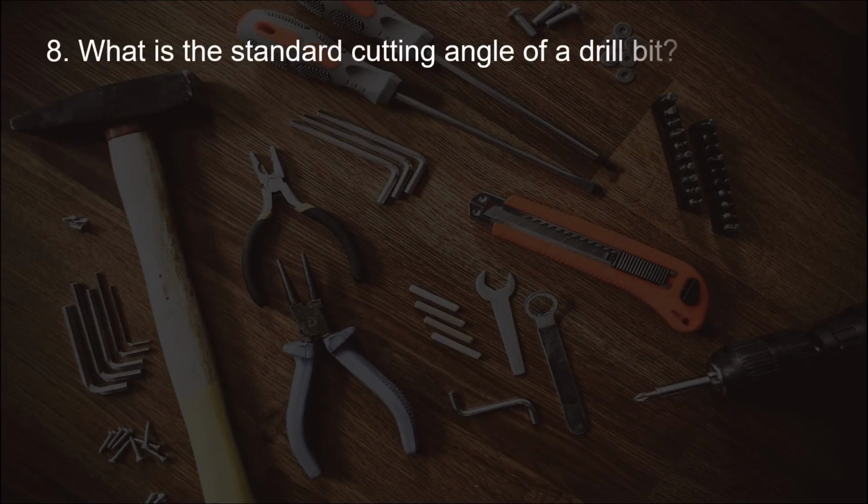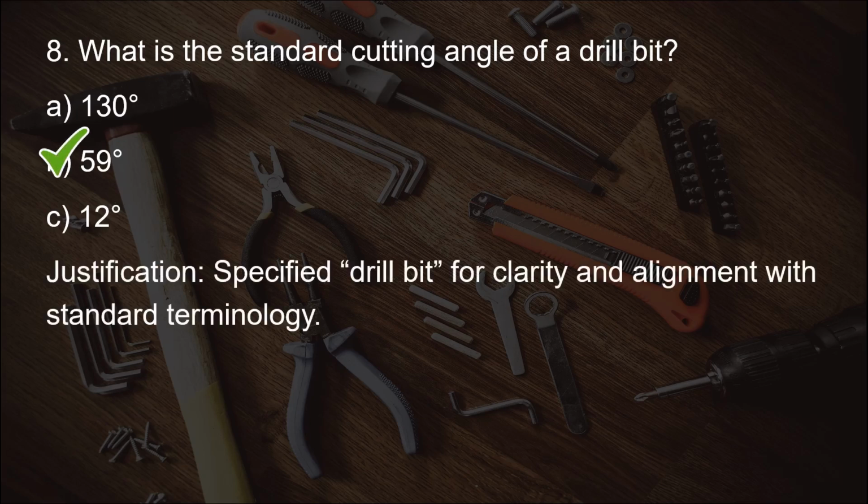Question 8. What is the standard cutting angle of a drill bit? A. 130 degrees. B. 59 degrees. C. 12 degrees. Justification: specified drill bit for clarity and alignment with standard terminology.